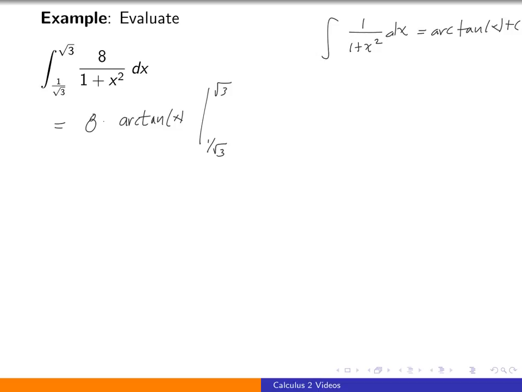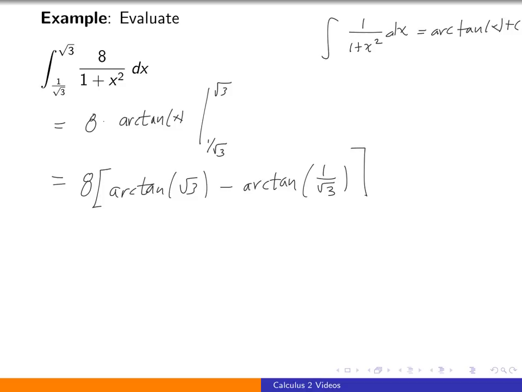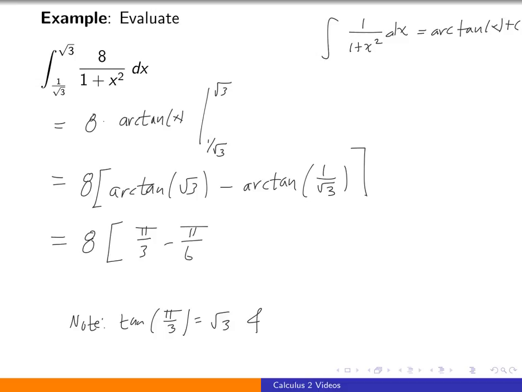So we replace the x with square root 3. Put a minus sign, and we replace the x with 1 over the square root of 3. And both square root 3 and 1 over square root 3 are kind of common values for us to evaluate the arctangent at. Arctangent of square root 3 is equal to pi over 3, because let me just note below, the tangent of pi over 3 is equal to root 3. Similarly, arctangent of 1 over root 3 is pi over 6, because the tangent of pi over 6 is 1 over the square root of 3.